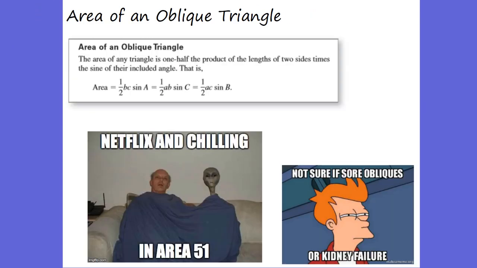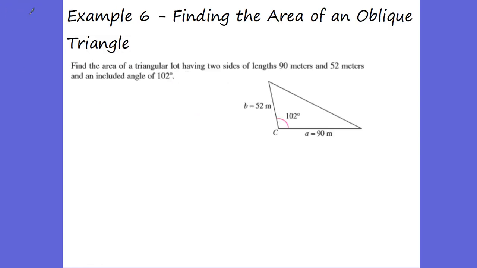Now we can also find the area of an oblique triangle by using, it's kind of like my 1/2 base times height formula, except it's 1/2 side B times side C times sine of angle A, or 1/2 AB sine of C, or 1/2 AC sine of B, and I'll kind of show you how this works out.